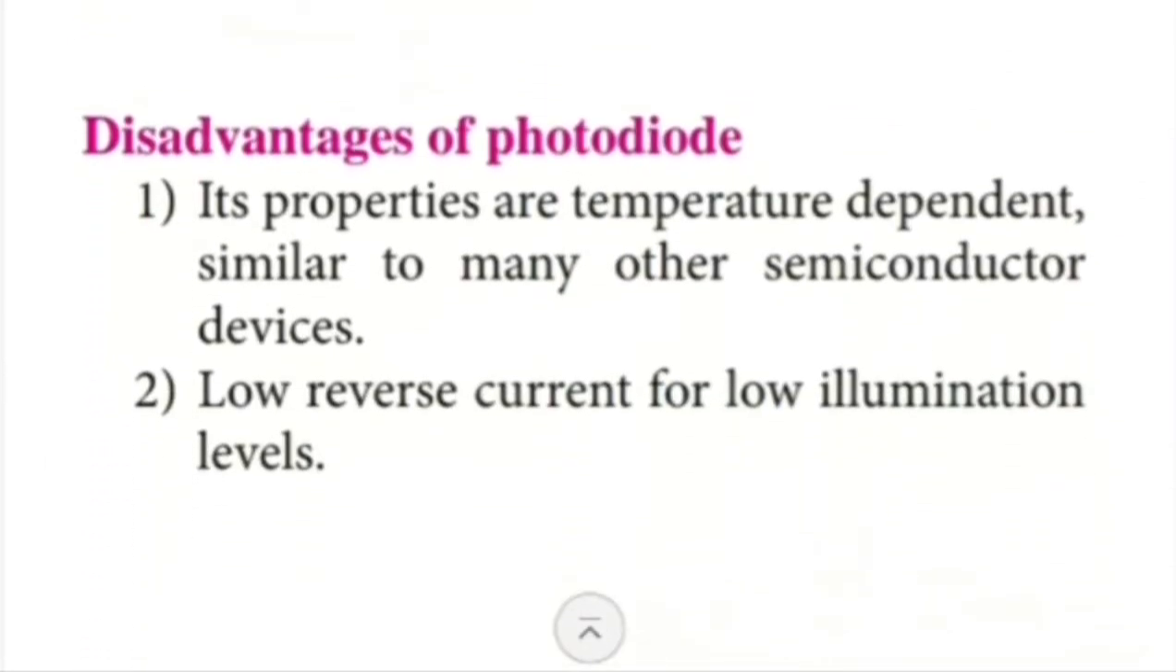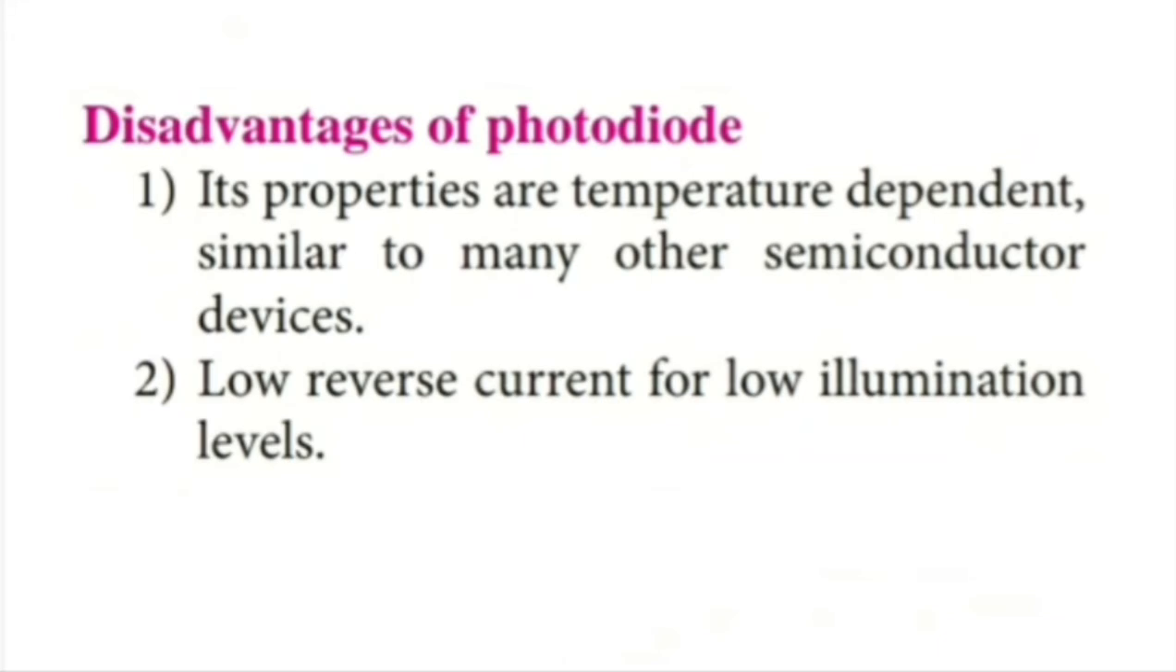There are also some disadvantages of photodiode. The first disadvantage is that its properties are temperature dependent. When temperature changes, the photodiode characteristics may change. That's why, like other semiconductor devices, its current fluctuates whenever temperature changes. The second disadvantage is low reverse current for low illumination levels. When incident intensity is very low, reverse current will also be very low. So this is the disadvantage of photodiode.